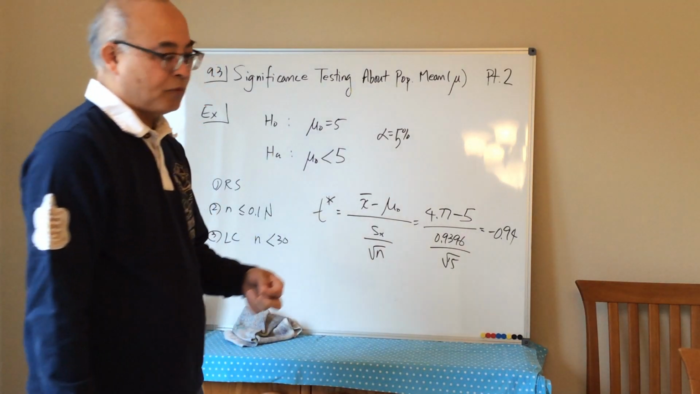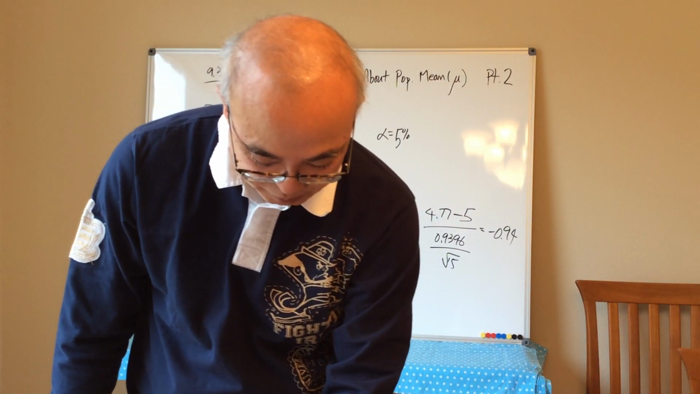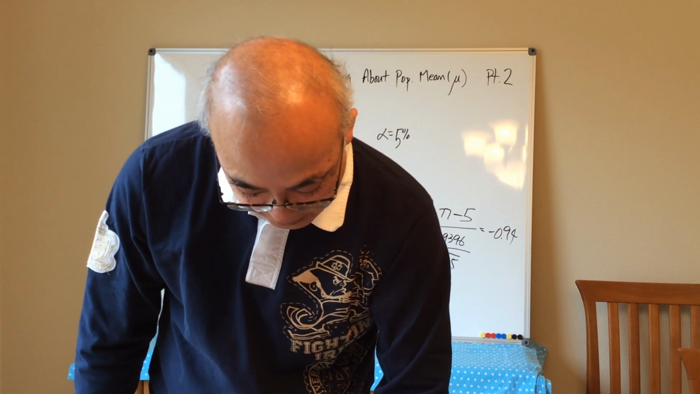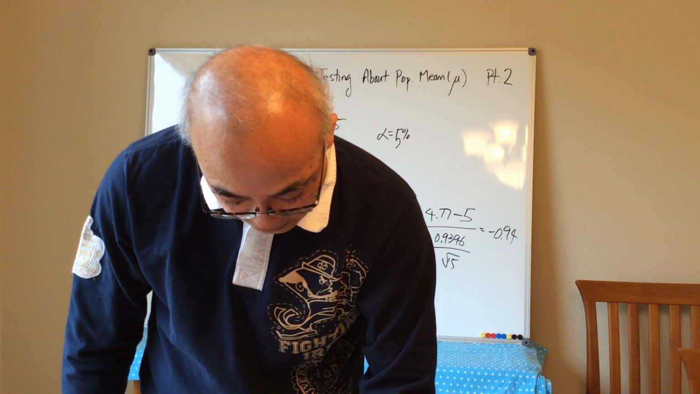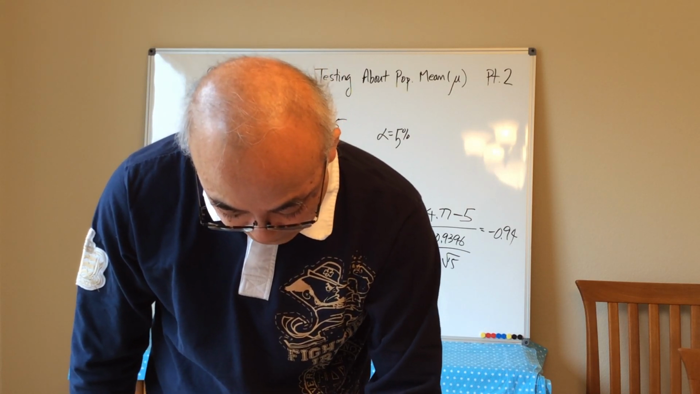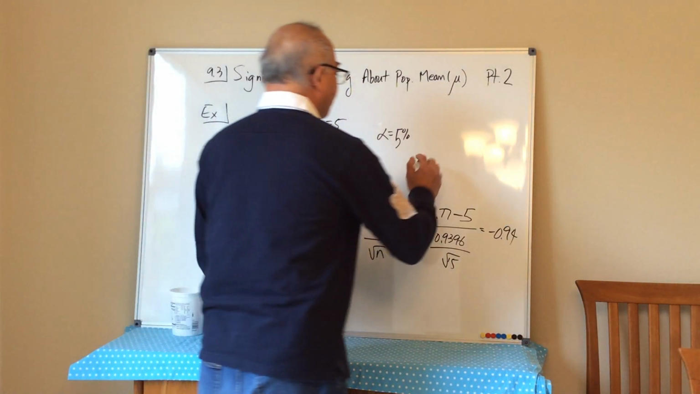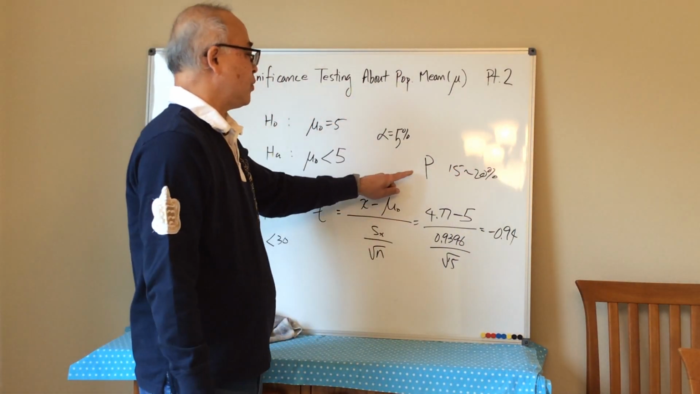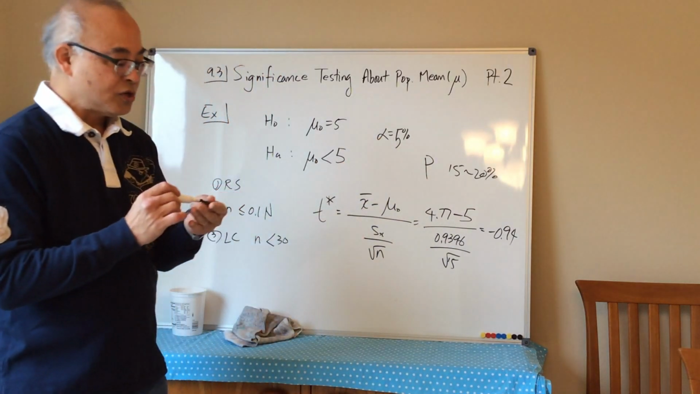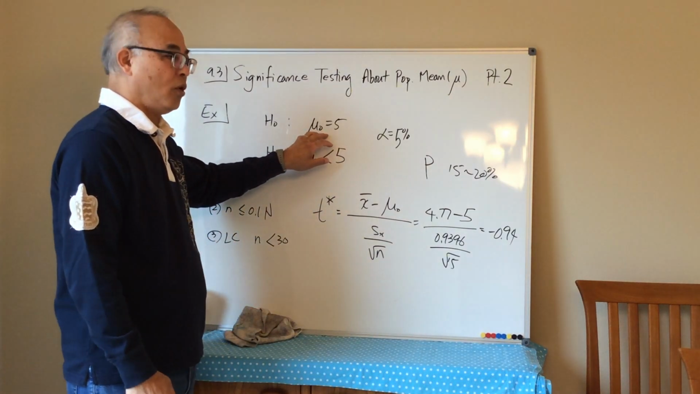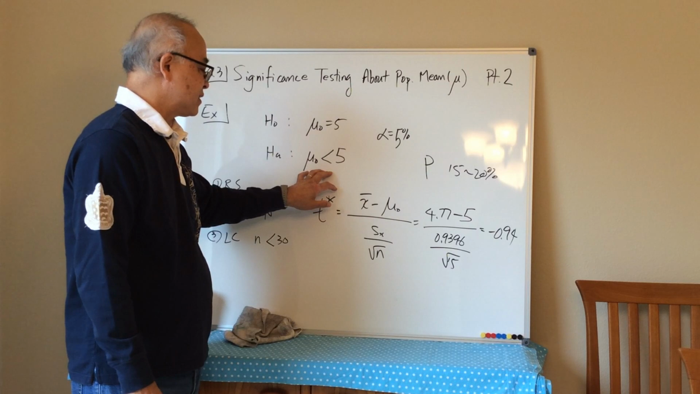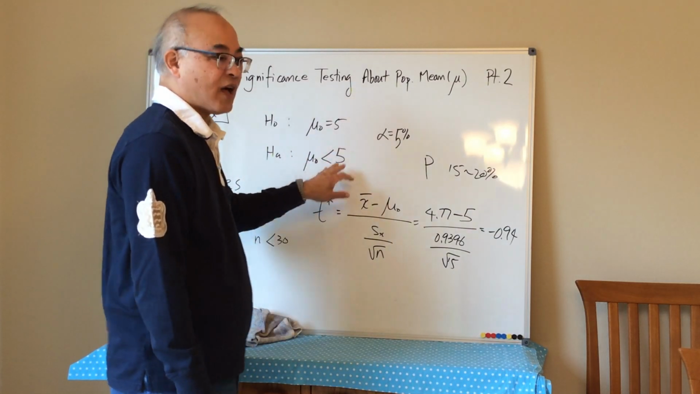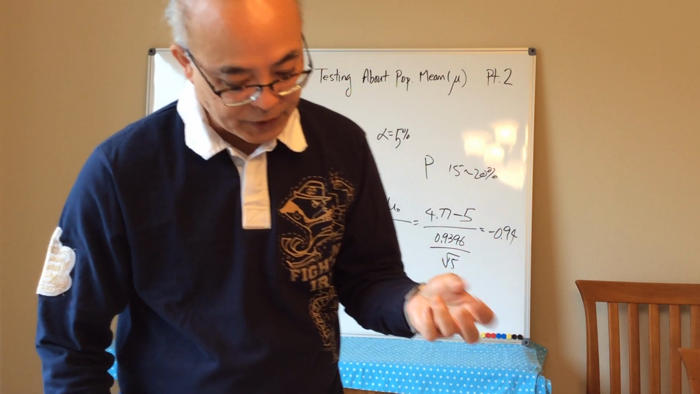So we're going to have to go to table B. If you look at table B and we're trying to find 0.94, what do we find? It's between 15 and 20%. We're going to find a p-value of 15 to 20%. What does that mean? Our p-value is larger than alpha. So we fail to reject the H0. We do not have convincing evidence for the Ha. So we do not have convincing evidence that the dissolved oxygen level is less than 5 milligrams per liter, thus endangering the aquatic life.